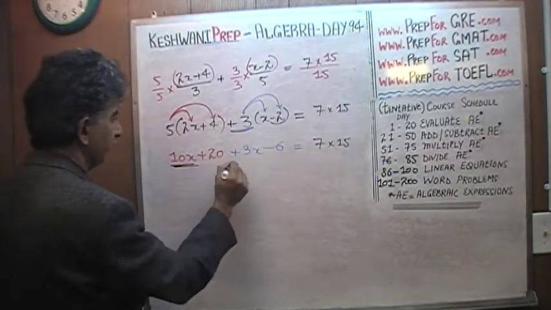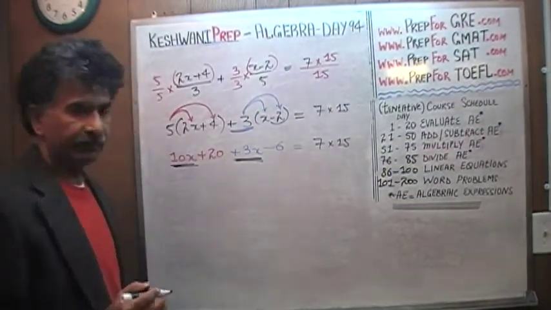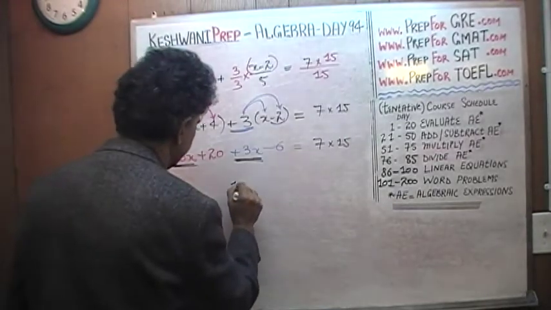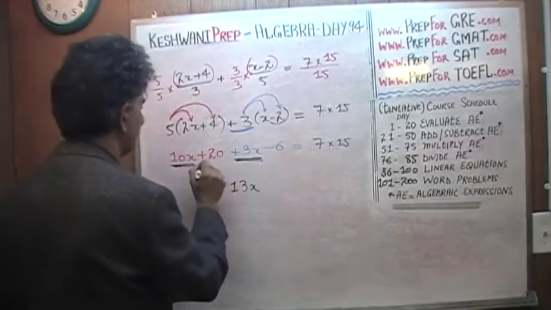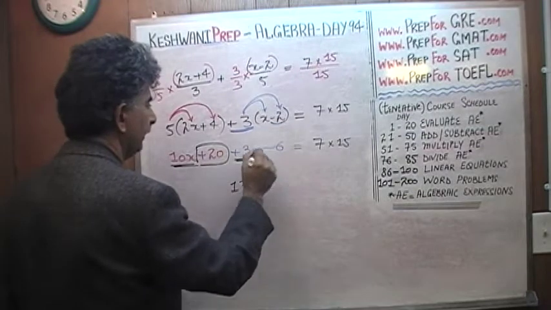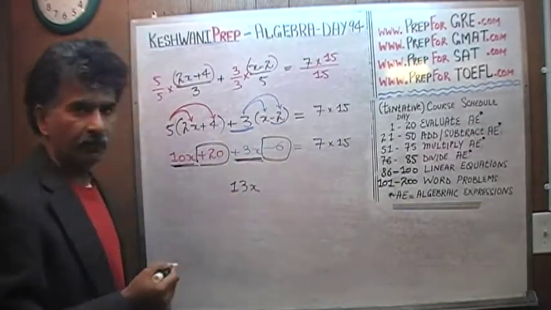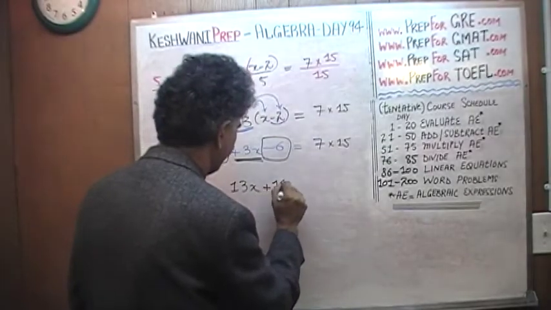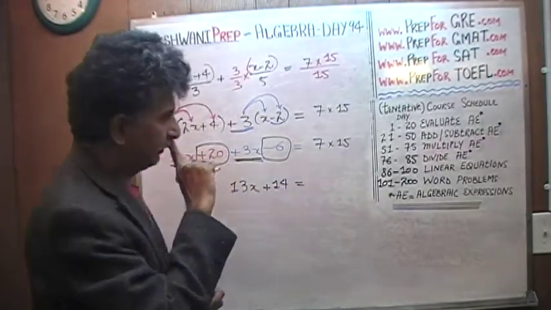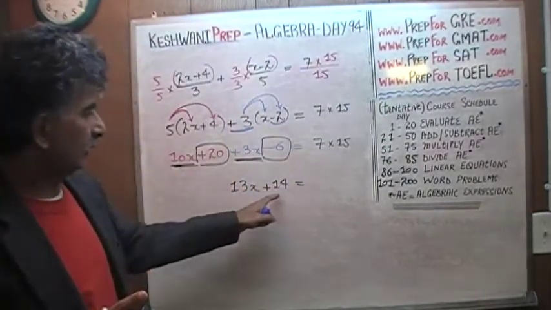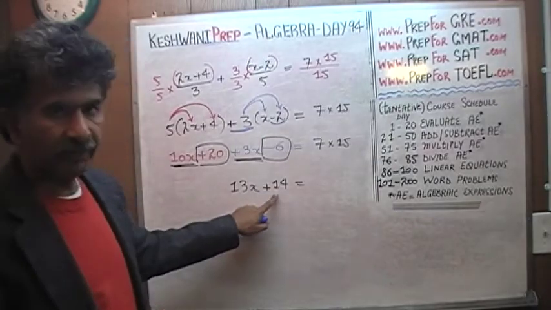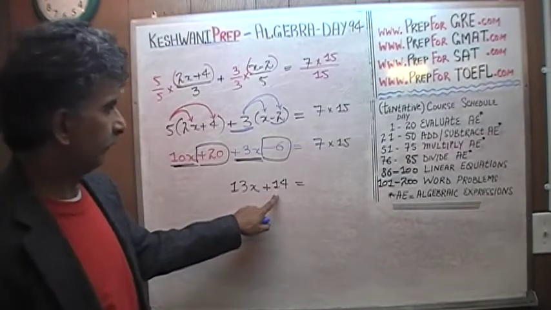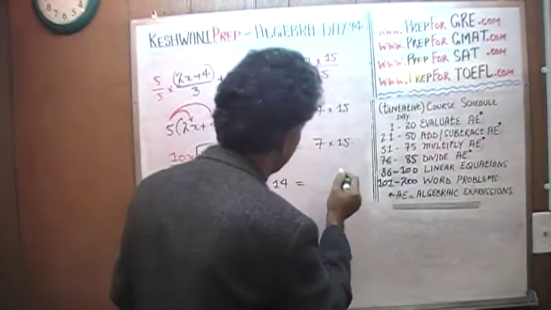Let's combine our like terms together. We have a 10x here, we have a 3x here. 10 plus 3 is 13, so 13x. And then we have a positive 20 and a negative 6. A positive 20 and a negative 6 makes positive 14. Looks like we'll have to multiply 7 times 15 because whatever that quantity is, we need to subtract 14 from it in the next step.